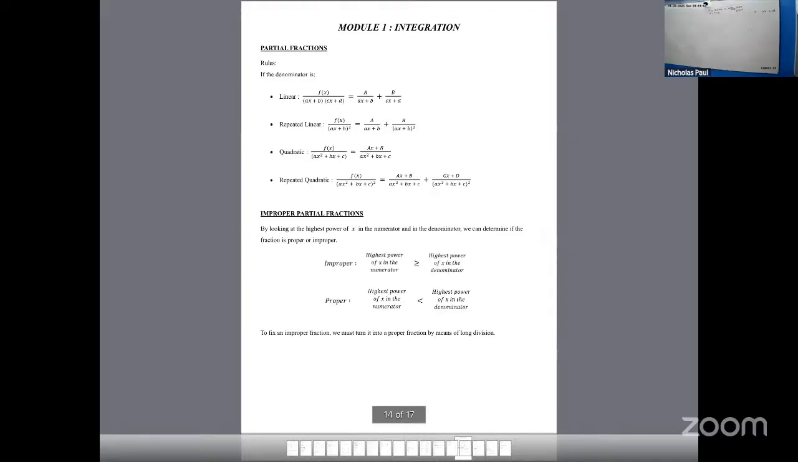If you end up with any of these, I want you to remember what to do. If it's linear underneath, separate them. If it's a repeated linear, one will be linear, one will be repeated. If it's a quadratic underneath, the numerator is now ax plus b. So you need to remember quadratic. If it's a repeated quadratic, it's plenty more work, and it will be ax plus b over the quadratic plus cx plus d over the repeated quadratic.